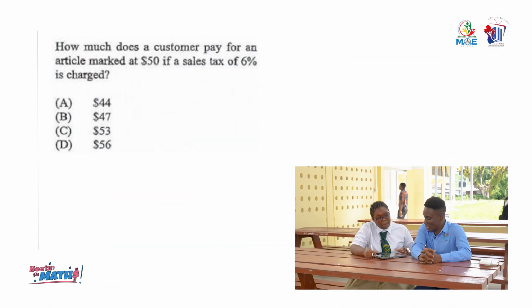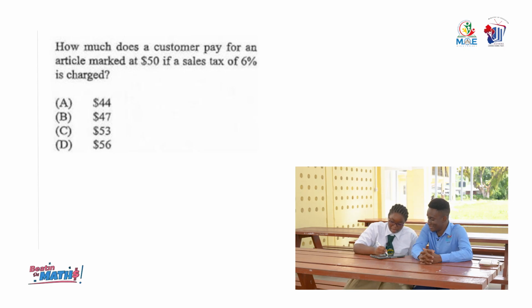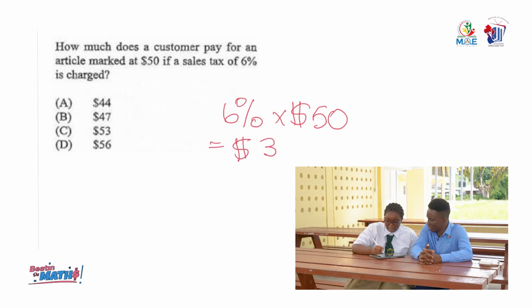So the question says, how much does a customer pay for an article marked at $50 if a sales tax of 6% is charged? So let me see how you will answer this question. Okay, sir. So firstly, you find 6% of the $50, and that will be equal to $3. How did you get that $3? Because 6 divided by 100 times 50 will be equal to 3.